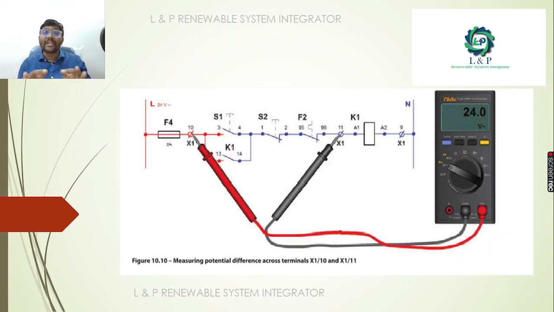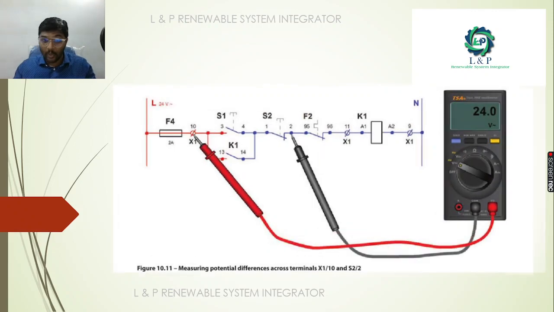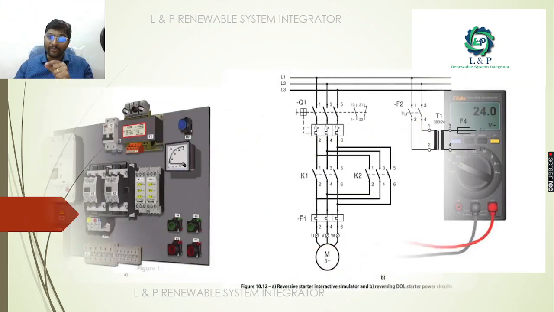Okay, when you are measuring the potential difference across X110 terminal and X111, you should get a voltage of 24 volt. Okay, and when you measure the potential difference across the X110 and S22 terminal, there also you will get a voltage of 24 volt.